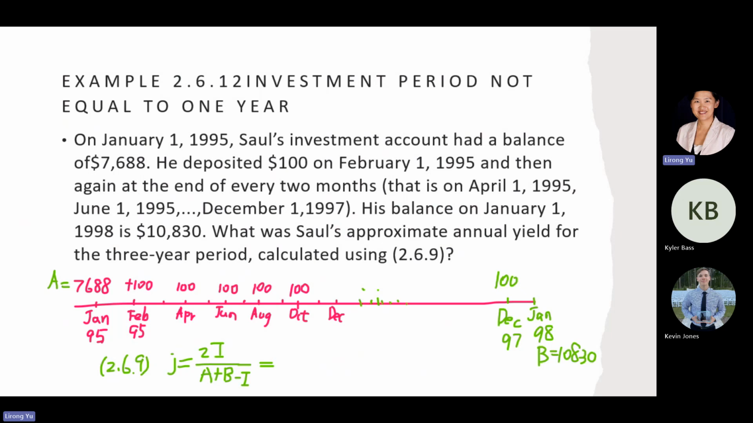Now he deposited 100 starting February 1st, and then again every 2 months. As you can see, we will have to do February and then April and then June and August, because it's every 2 months. I got tired of writing them. I wrote 4 or 5 times, and then when I got to December, I realized it's a 3-year period.